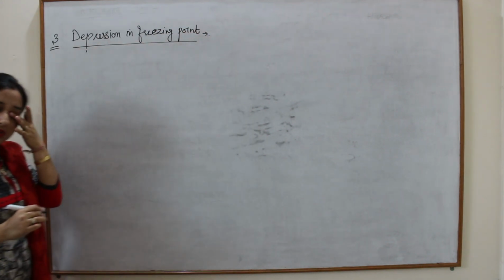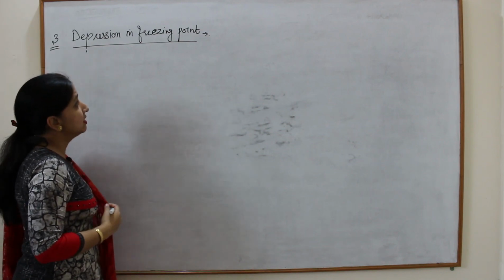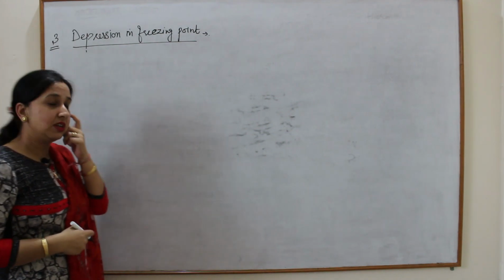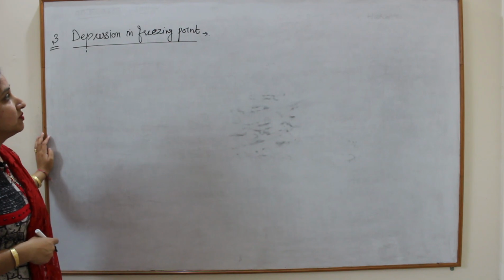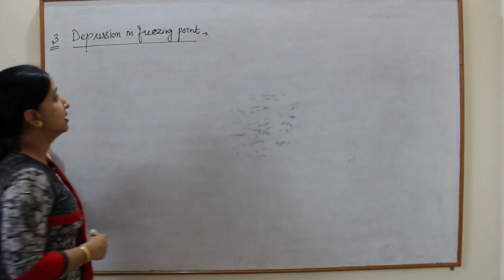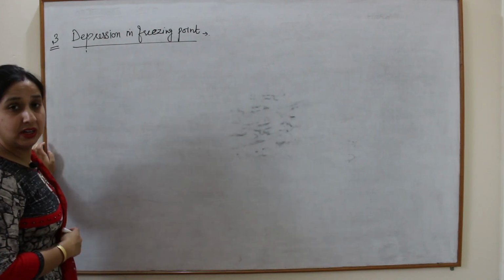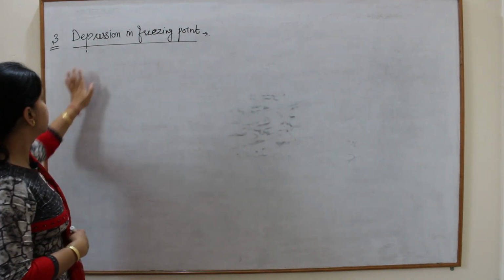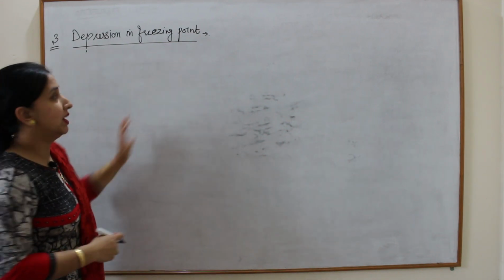Third colligative property, first two were relative lowering in vapor pressure and second was elevation in boiling point. What do you mean by colligative properties? The properties which are dependent only upon the number of solute particles but are independent of their nature. So third colligative property, depression in freezing point.